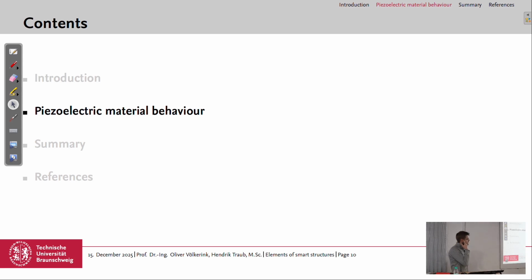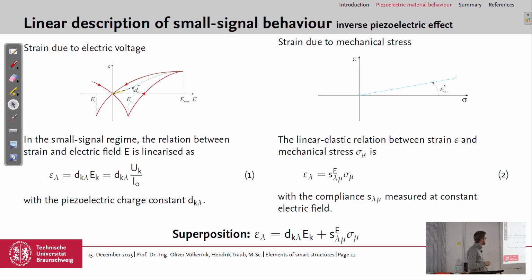Now, after this small recap, we are going to have a look at the piezoelectric material behavior. As mentioned, we are looking at the small signal behavior. So here's our hysteresis again. We saw it in the slides before, but now we assume in this small range a linear behavior of the piezoceramic. So we do not look at the full actual usable range, but at a smaller one where we can assume linear behavior to have some simplified equations.